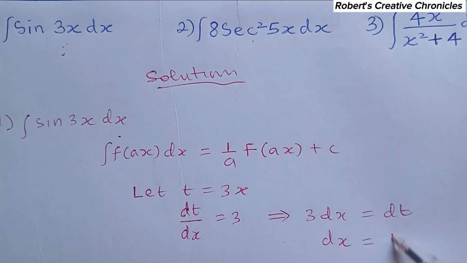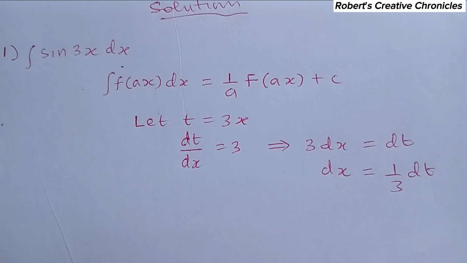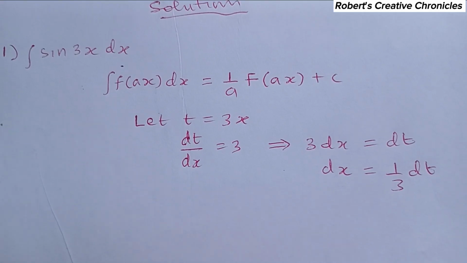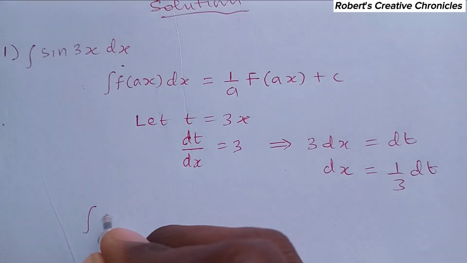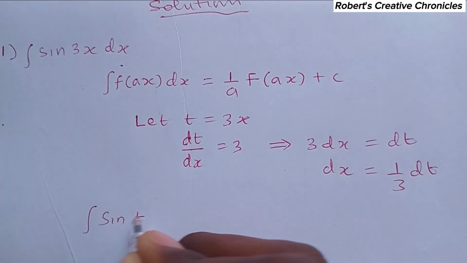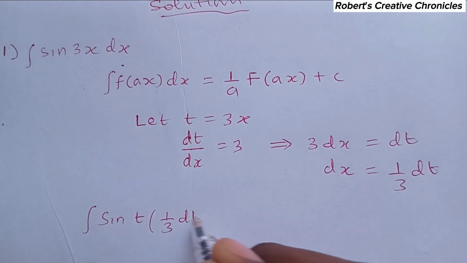So the x now becomes 1 over 3 dt. So we have made x the subject of the formula. Then we can substitute it back in this equation, since there is no more variable for x. So it will be the integral of sine t. Then dx is what? 1 over 3 dt.